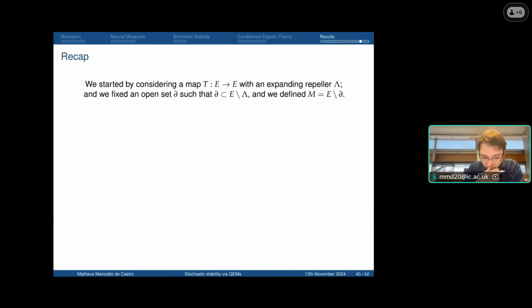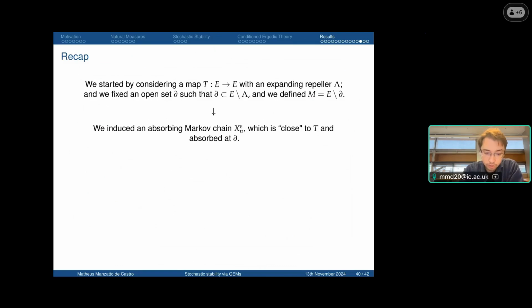Okay, so just a small recap of what we have talked about in this talk. We started with some map T that goes E to E, and you would have some expanding repeller lambda, and we had some open set, which is contained in the complement of the repeller, and we defined our region of interest as being E minus this forbidden neighborhood. Then we induced an absorbing Markov chain using the dynamics of T, in a way that this Markov chain is close to T and is absorbed at the forbidden region.